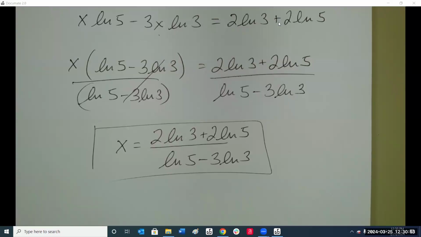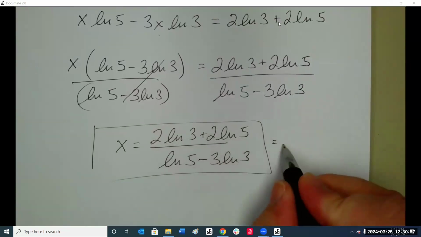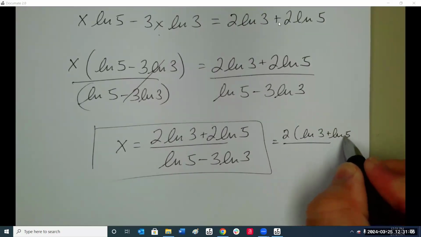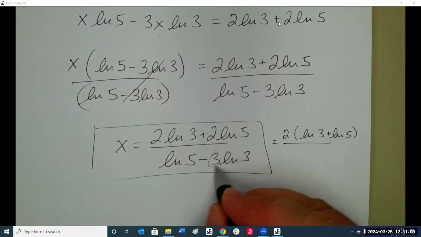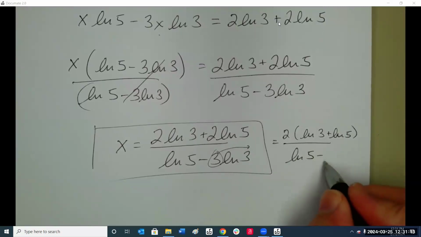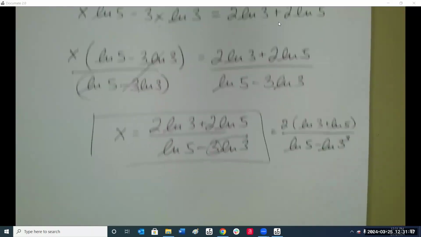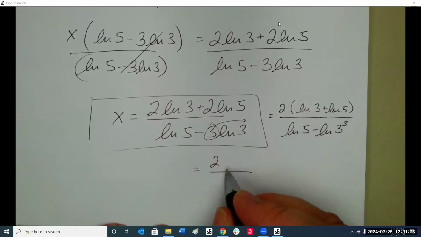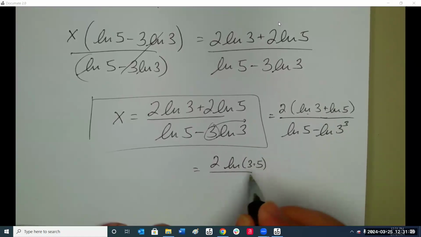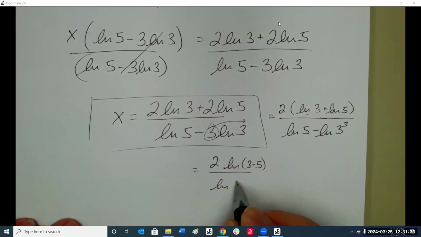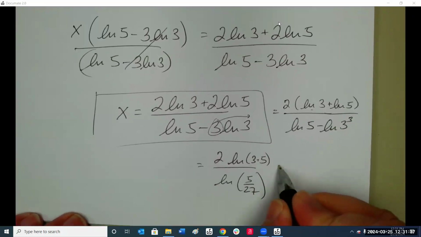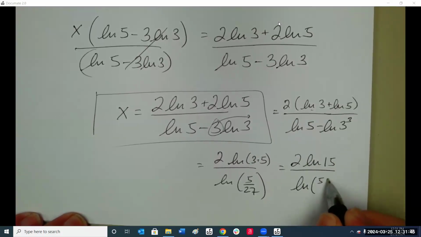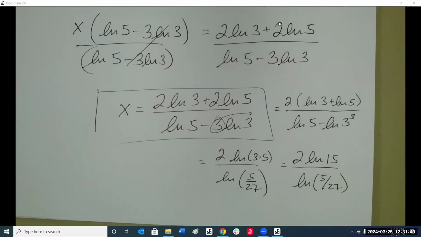Can we simplify that any further? On top, they both have a 2 in common. And on the bottom, since they're plus, that means they multiply to each other. Since these are minus, and you can write it that way.